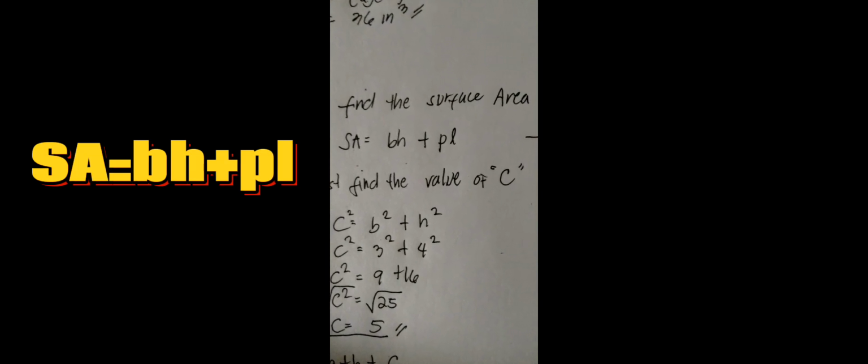Surface area is equal to base times height plus the perimeter times the length. Now, first things first, we have to find the value of C before we can find the perimeter of this image. Now, in finding the C, we just have to use the Pythagorean theorem.